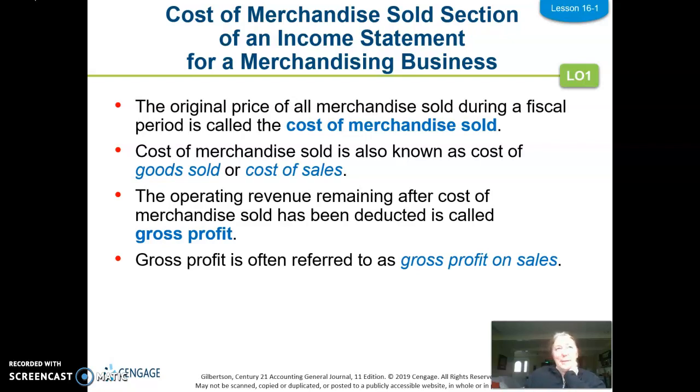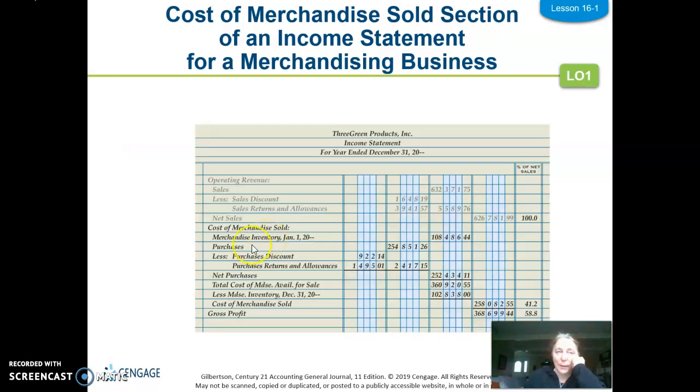The next section is the COMS section, the cost of merchandise sold section. The original price of all the merchandise that we sell during the period, the price we paid for it, is the cost of merchandise sold. You'll hear it called cost of goods sold or cost of sales as well, or see that in financial statements. They use both of those. The operating revenue remaining after cost of merchandise sold is considered gross profit, or gross profit on sales. So net sales minus cost of merchandise sold is equal to gross profit, and that gross profit relates just to the product and what the margin or profit is related to the product that we're in business to sell.